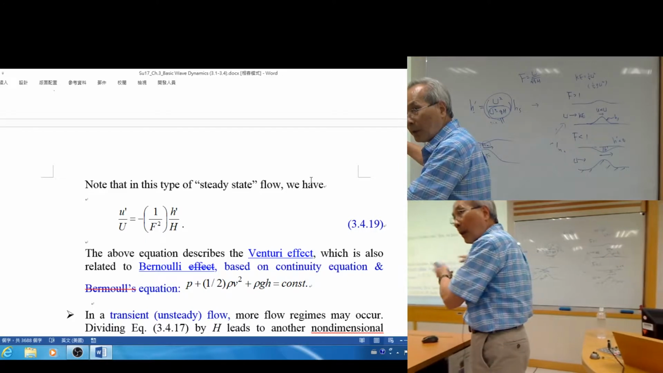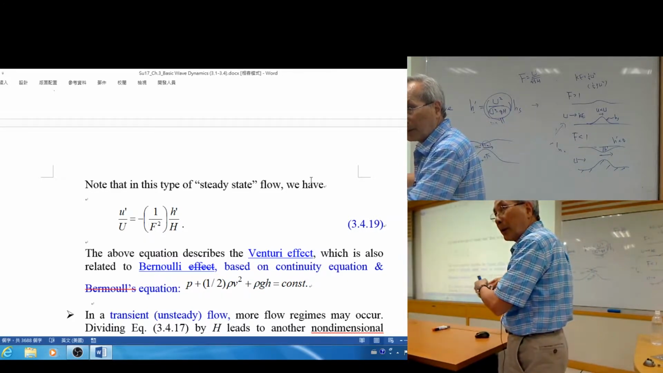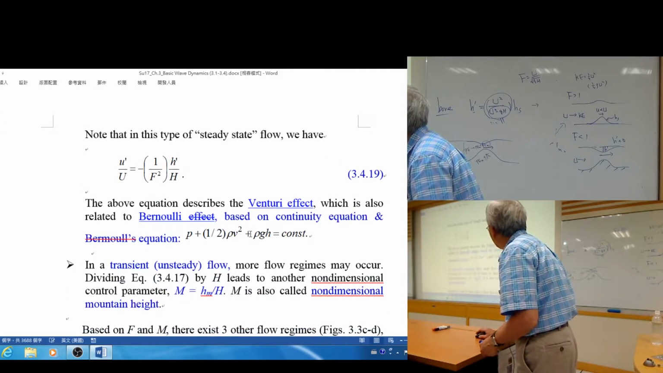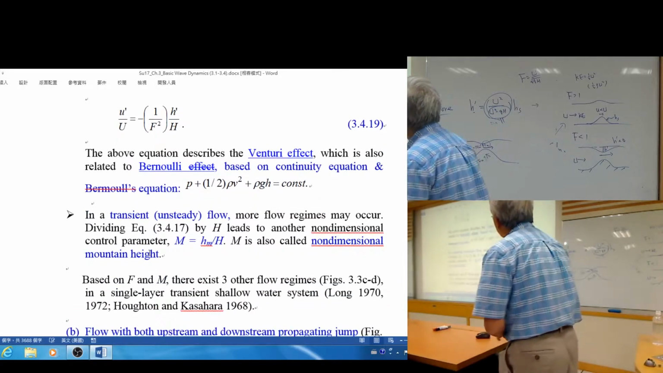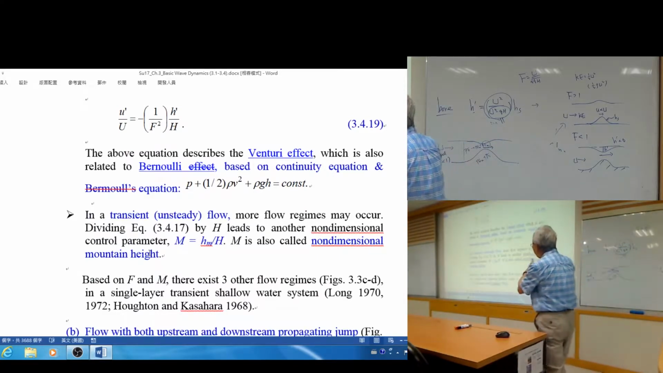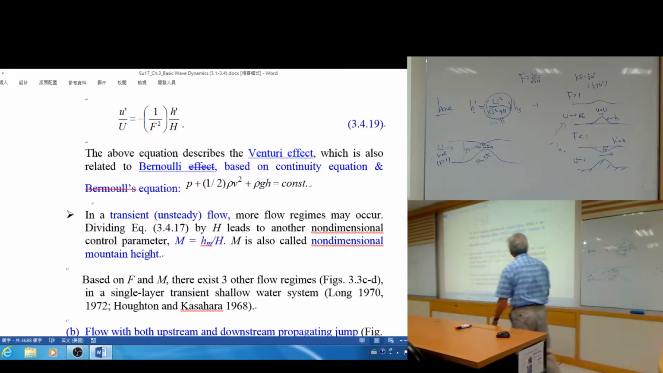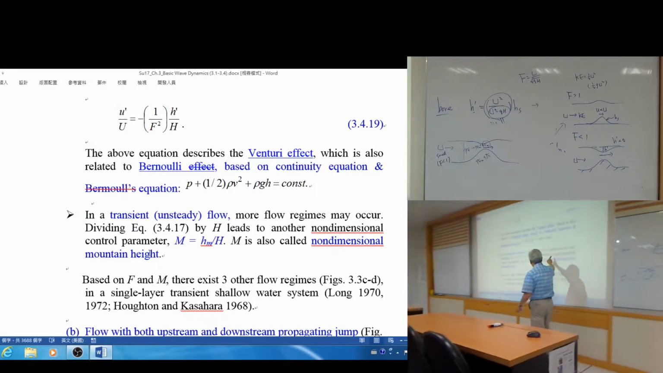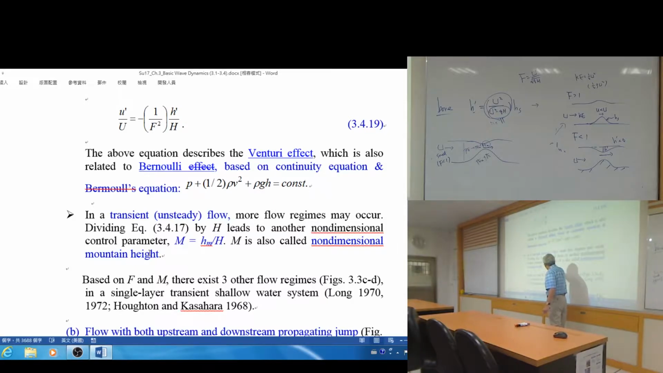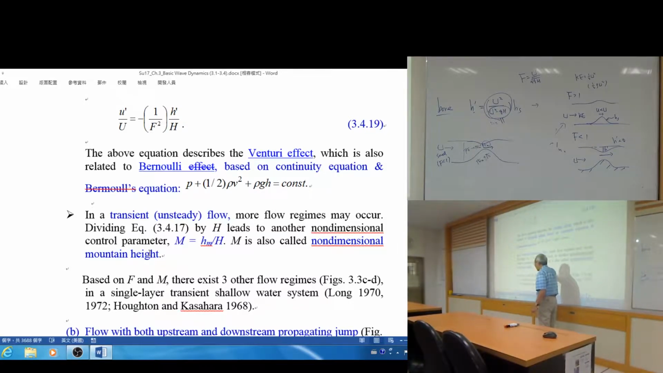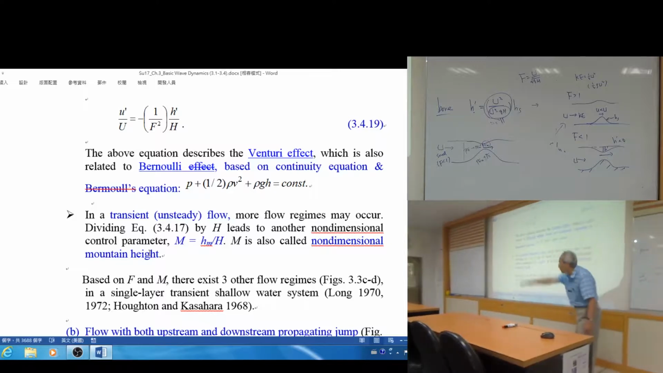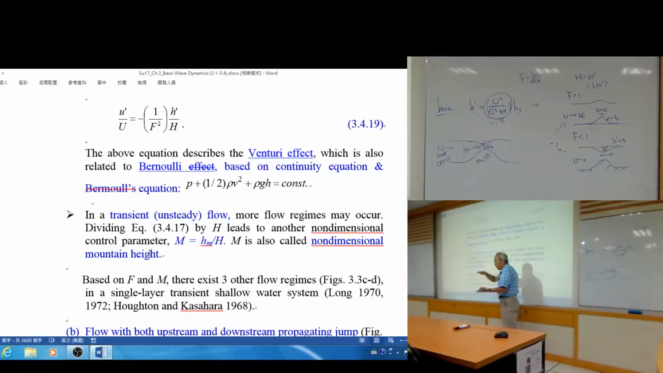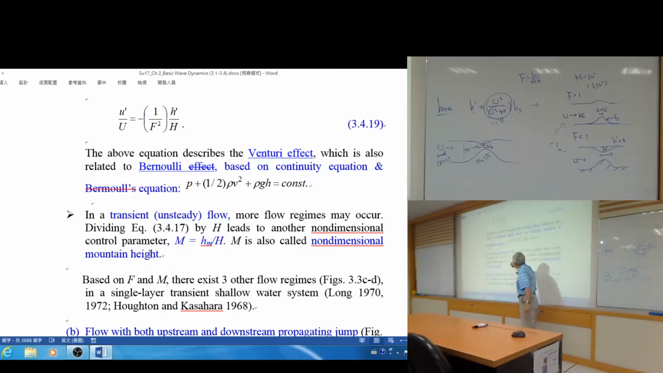If you're not familiar, please go home and look at the book chapters or try to find it. In a transient flow, we have different kinds of cases. In that case, we can also define another non-dimensional parameter, the non-dimensional mountain height, HM divided by capital H, where capital H is the undisturbed water depth and HM is the maximum mountain height. This is non-dimensional.